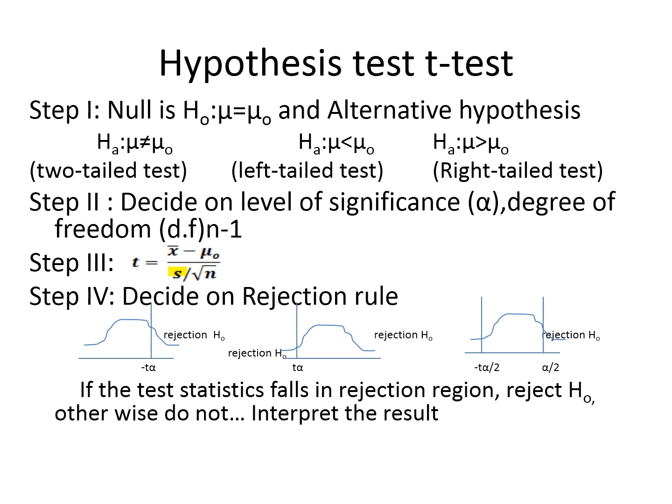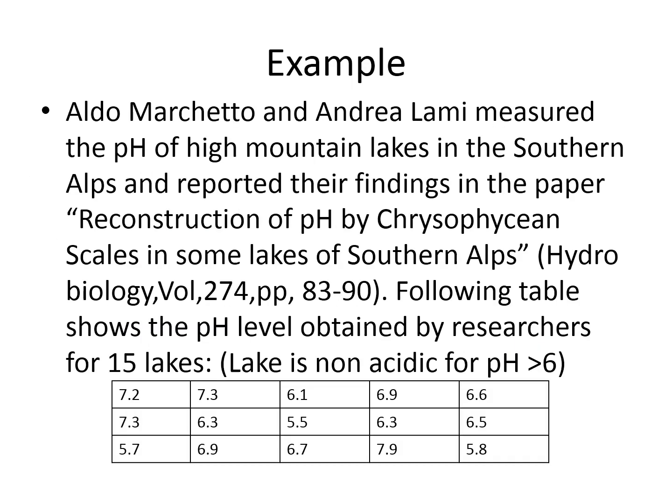Example: Aldo Marchietto and Andrea Lamy measured the pH of high mountain lakes in southern Alps and reported their findings in the paper Reconstruction of pH by Chrysophyte Scales in Some Lakes of Southern Alps, Hydrobiology, Volume 274, page 83 to 90. The following table shows the pH level obtained by the researchers for 15 lakes. Always remember that a lake is non-acidic for pH greater than 6.